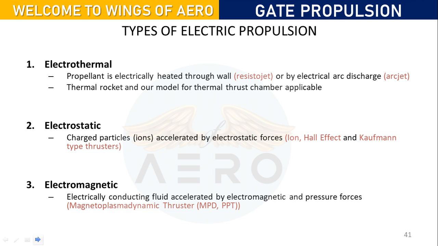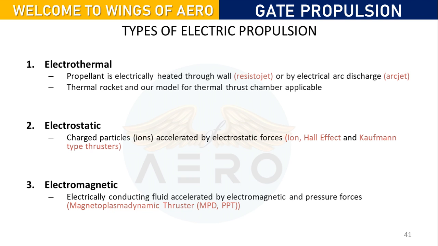Okay, by the name you can understand what electrothermal means. It has a lot of different types. So you should know what the types of electrothermal, electrostatic and electromagnetic are. When I talk about electrothermal, the base examples are the resistojet and the arcjet.